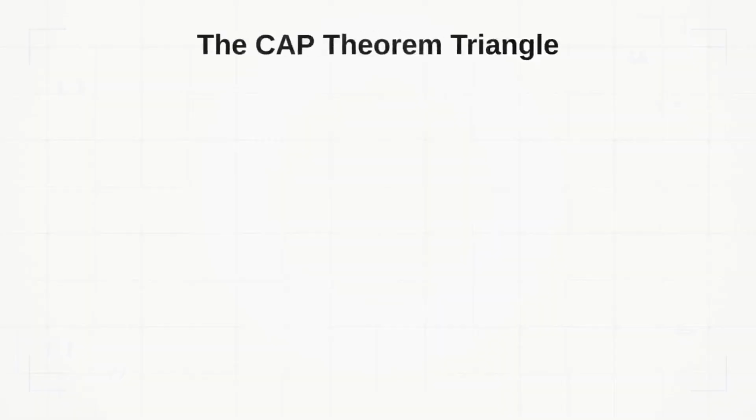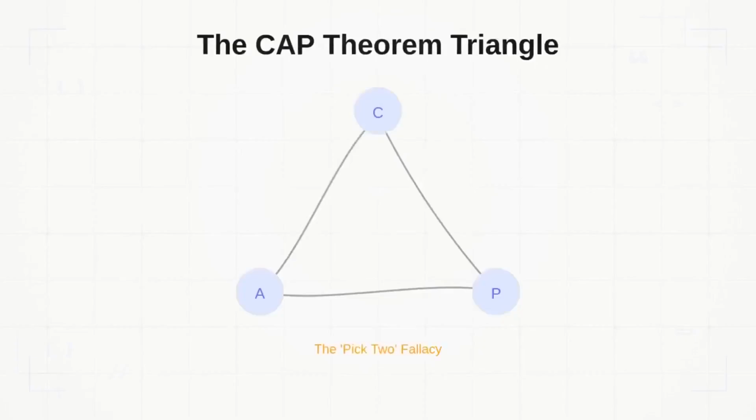In almost every introductory computer science course, you're taught the CAP theorem as a simple triangle: consistency, availability, and partition tolerance. The rule is simple: pick two and you must sacrifice the third. It's a clean, elegant mental model that fits perfectly on a whiteboard. But here is the problem. The CAP theorem, as commonly understood, is lying to you.